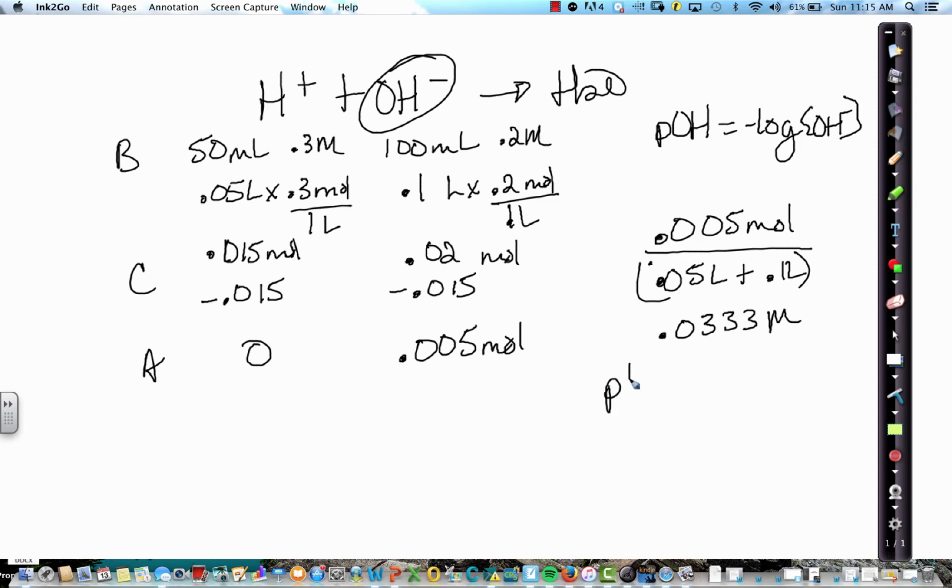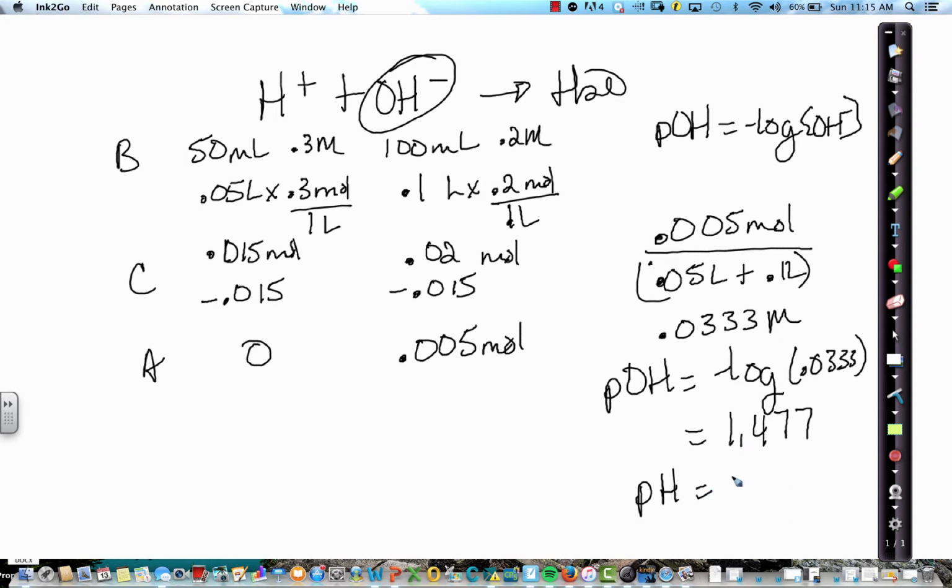So now when I plug it in, I'm going to get my pOH. So my negative log of that will be 1.477. So when I subtract this from 14, my pH will be 12.5 roughly. And this makes sense. If I've got more hydroxide, my pH should be above 7 at this point.